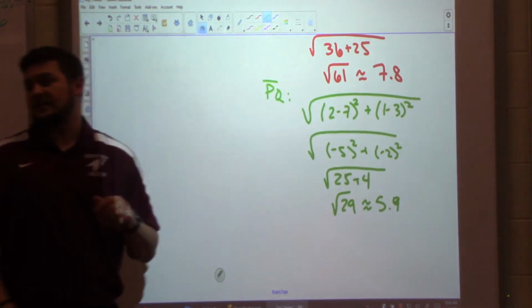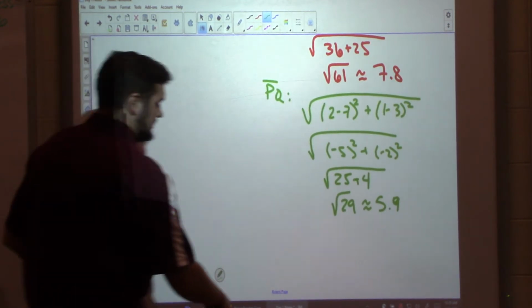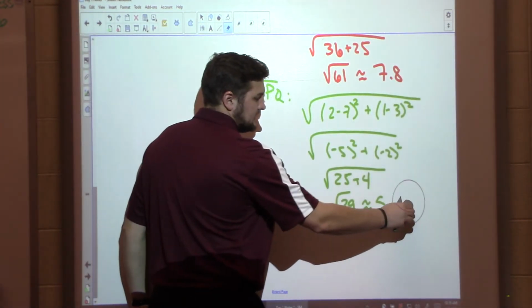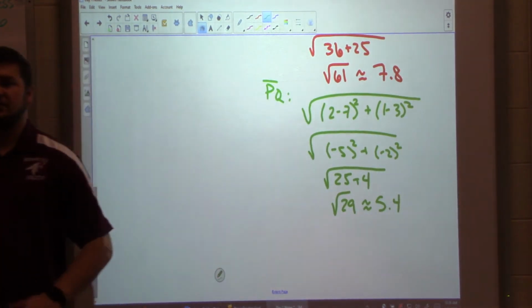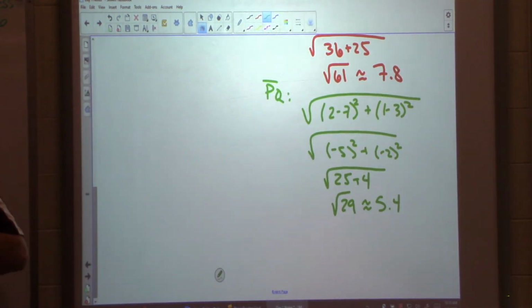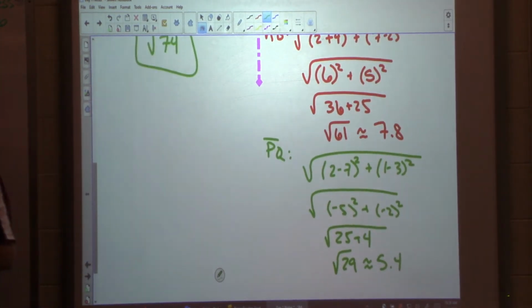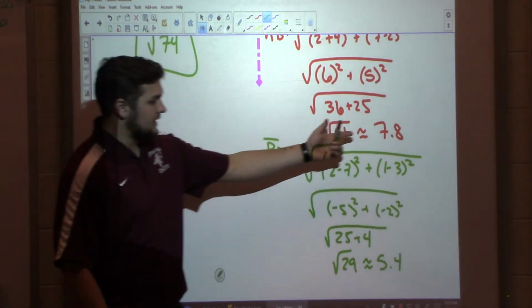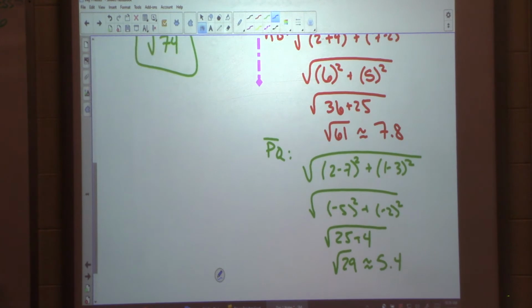Like I said, guys, it's 5.4, not 5.9, sorry. If we are comparing distances, decimals are okay. If we're just finding a distance, I want simplified radical form. Okay? So we got both distances now. We got AB, we got PQ. Which one's longer? AB, right? 7.8. So which one's shorter? PQ. Okay, so that answers your first 2 questions there.